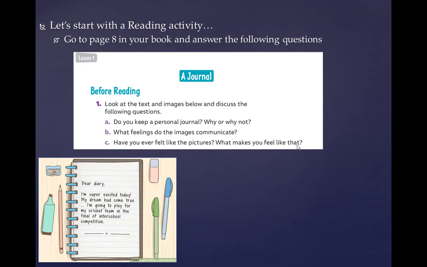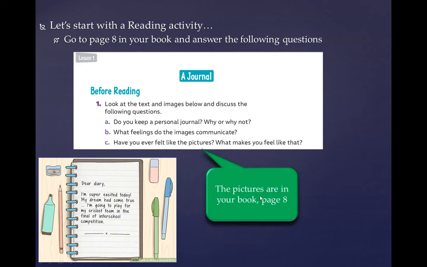What is a journal? What is a personal journal? Do you know what that is? It's like a diary. Look, here you have a personal journal. It says, Dear Diary, I am super excited today. My dream has come true. I'm going to play for my cricket team in the final inter-school competition. That is a personal journal or a personal diary. You're going to answer these questions in your notebook. The pictures that you need for answering these questions are in page number 8.